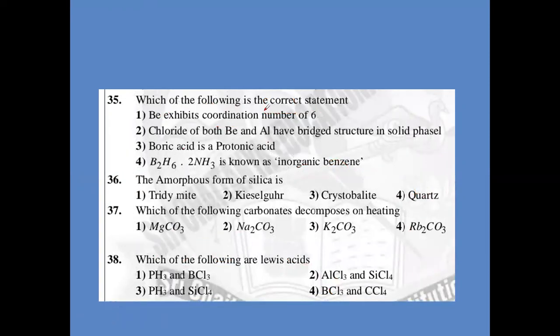Next one, which of the following is the correct statement? In this case, the first one is: beryllium exhibits coordination number 6. Beryllium cannot have coordination number 6 because of its small size. Because of the small size of beryllium, it cannot exhibit coordination number 6. So it is a wrong statement, but they ask for the correct statement. So beryllium exhibits coordination number 6 is an incorrect statement.